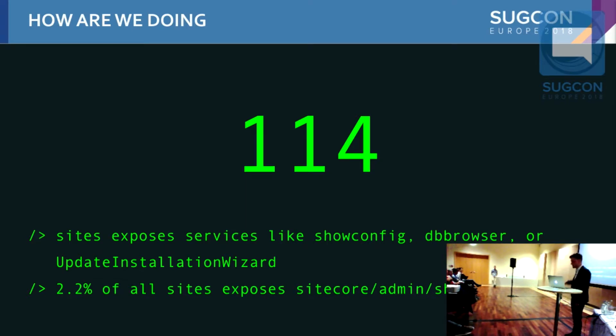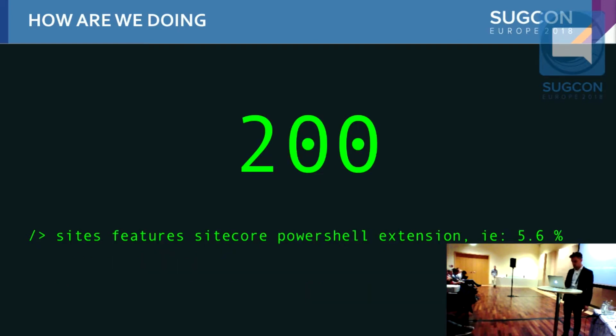We don't have anything in it anyway. 200 of our sites feature PowerShell extensions. That's 5.6%, okay? They shouldn't be on a CD server. The PowerShell extension team explicitly states it in their documentation: don't put this out there, okay?